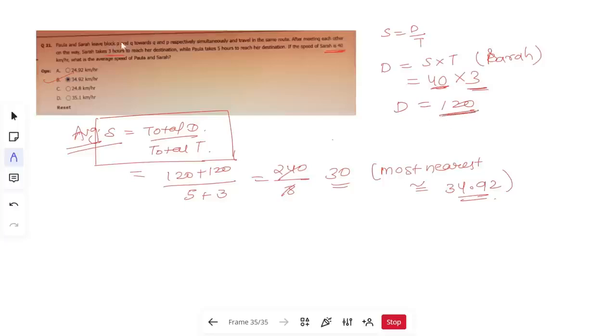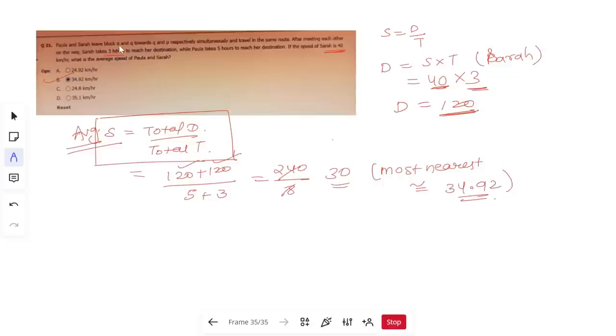Now if you notice in the question, they are both moving, from P to Q and Q to P. One is moving from P to Q and the other is moving from Q to P, which means the distance is going to be the same for both. So what we are going to take is distance 120 plus 120, because the distance is the same, right? So the total distance will be how much? 120 plus 120, and then we have to take the total time also.